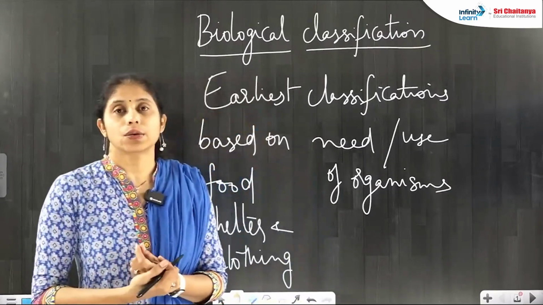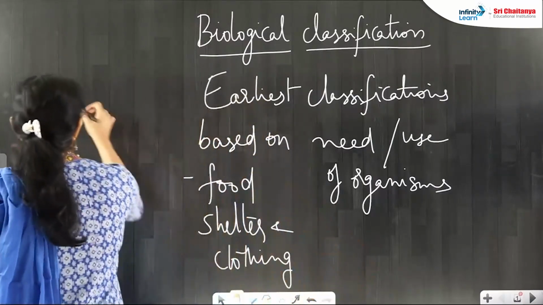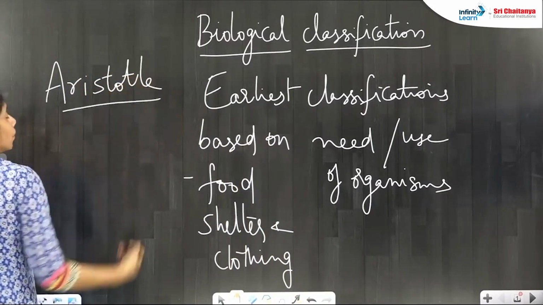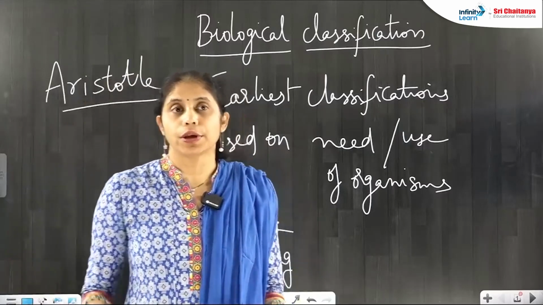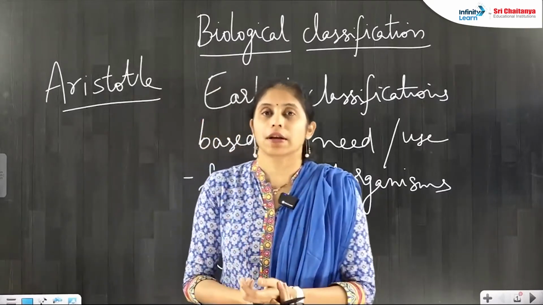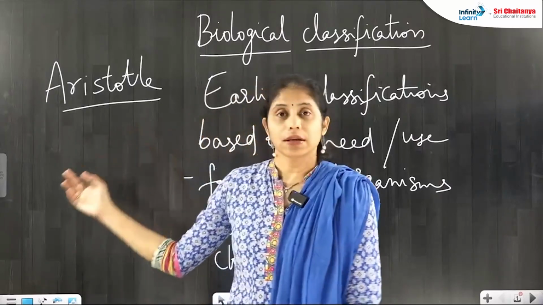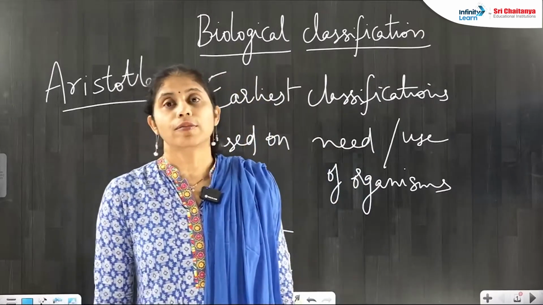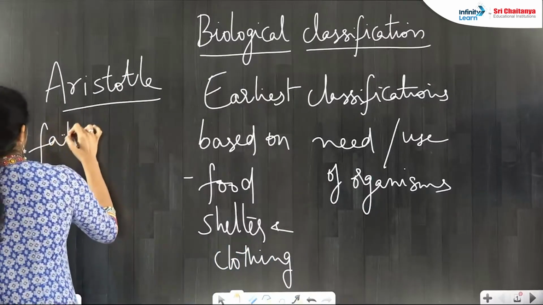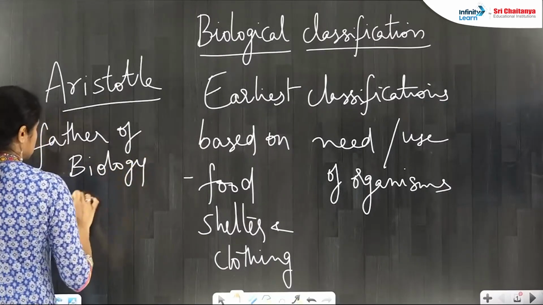But the first scientist who attempted to classify these organisms scientifically was Aristotle. He was the first scientist to make a scientific attempt at classification, for the first time. You know who he is? Aristotle. He is the father of biology as well as the father of zoology.